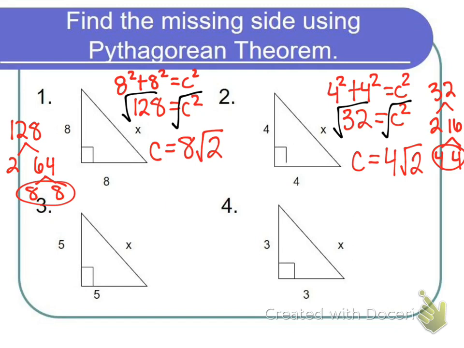All right, on to number 3. What am I plugging in for my A and B? 5 for both of those. 5 squared plus 5 squared equals C squared, or I guess we could be plugging in X. I've been using C. All right, 5 squared. Hopefully more than one person knows that. That is 25. 25 plus 25 is 50.